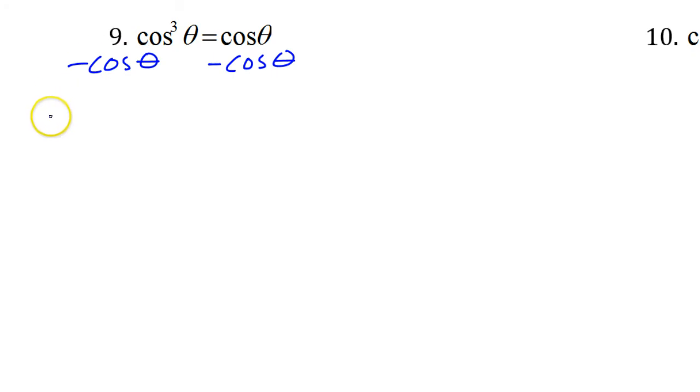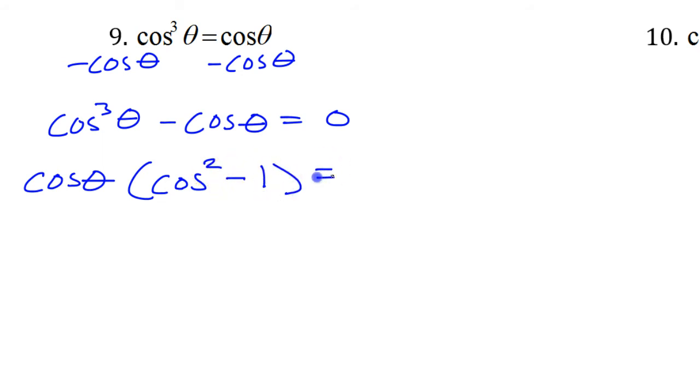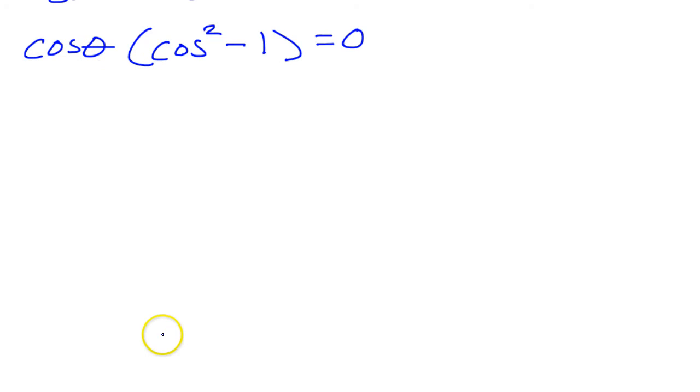All right, so that's going to give us cosine cubed theta minus cosine theta is equal to 0. Now, cosine is a common factor here, so I'm going to take cosine out. So if I do that, that's going to give me cosine theta out in front. And then inside, I will have cosine squared minus 1. Now, hopefully you're noticing that this is the difference of 2 squares. So we can factor this further.